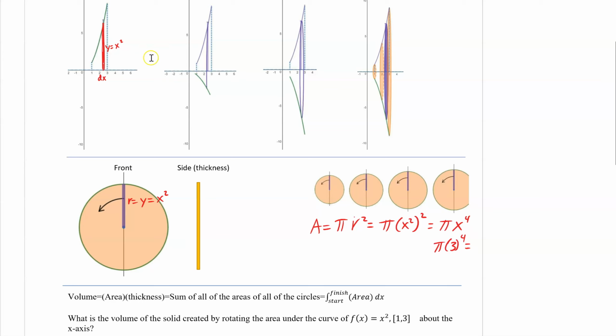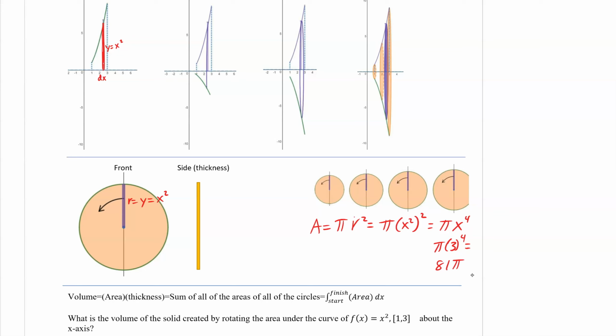See, if you were to plug 3 in, you would get 3 squared, which is 9. So our radius here is 9. And so that's pi r squared. So 9 squared is 81. It'd be pi 81, which is what we have here, 81 pi.